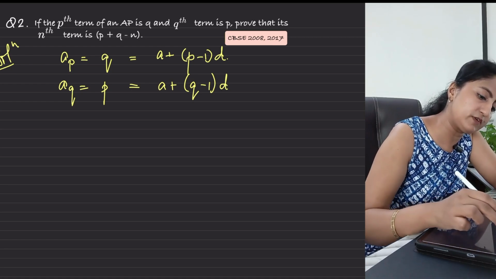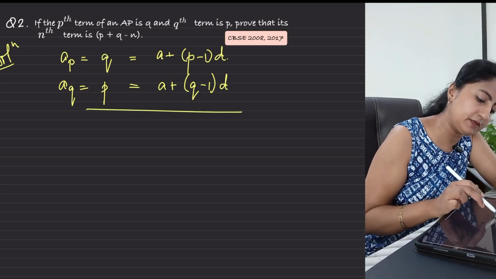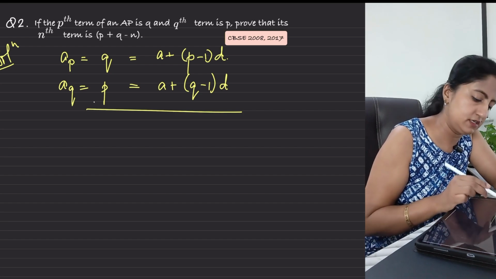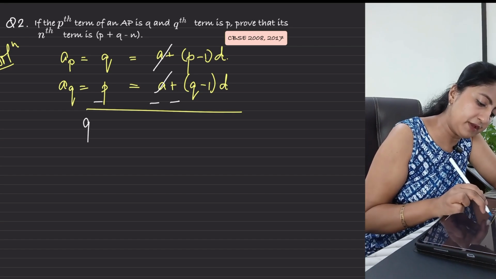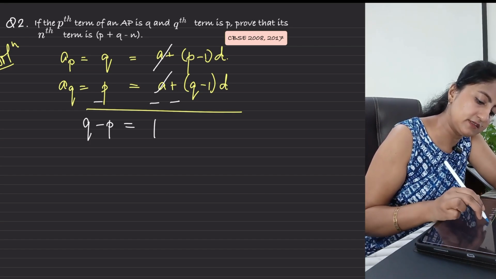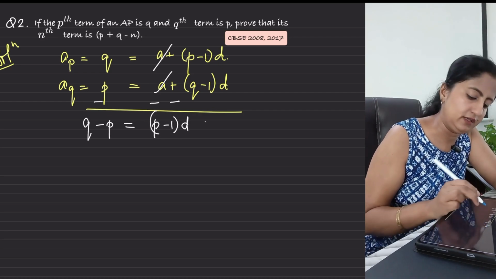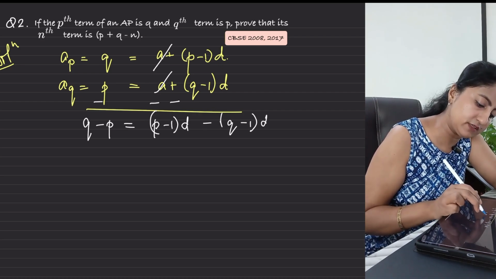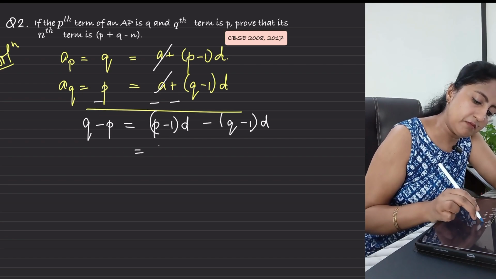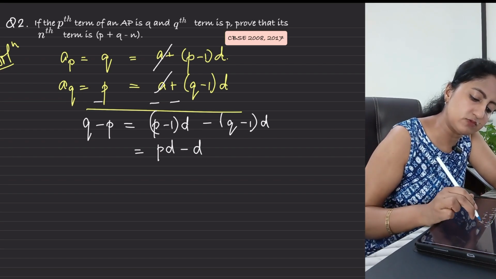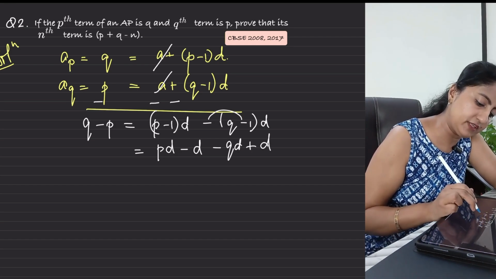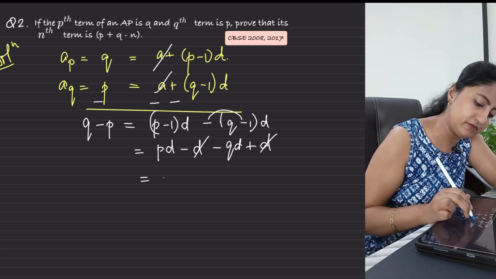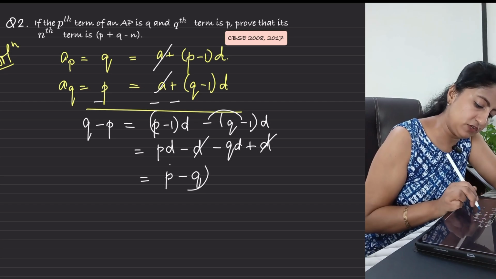So I'll start with elimination over here, and I'm subtracting them. So A and A will get cancelled. On the left, I have Q minus P equals P minus 1 times D minus Q minus 1 times D. We will expand on the right. It will give us PD minus D minus QD, and this minus and minus will turn positive D. D got cancelled. We are left with PD minus QD, and I'm going to take out D as a common factor, and we have Q minus P over here.